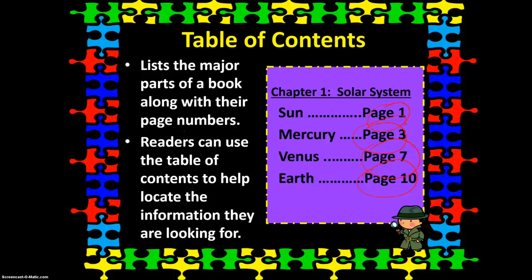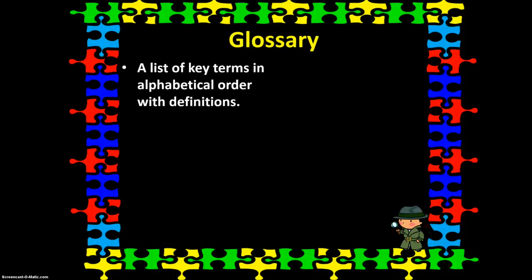My project's on the Earth, so I'm not going to start at page 3 because that's on Mercury. I'm going to look at page 10, and look to find information about Earth. And then if we were to continue, Mars is on page 13. So using the table of contents is a great tool to help you find information quickly and find the information that you really do need.